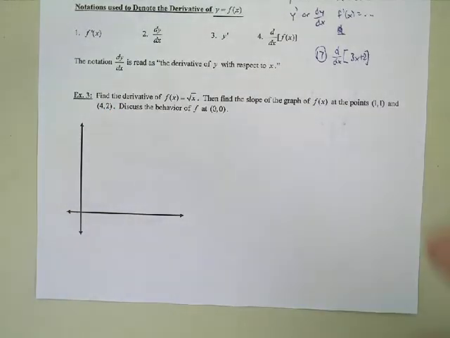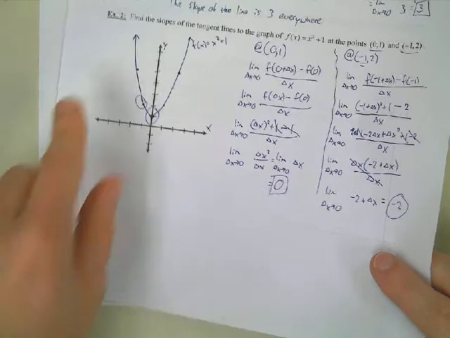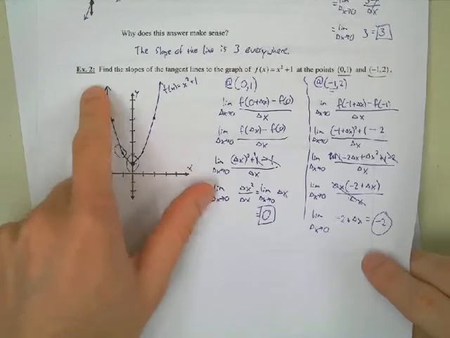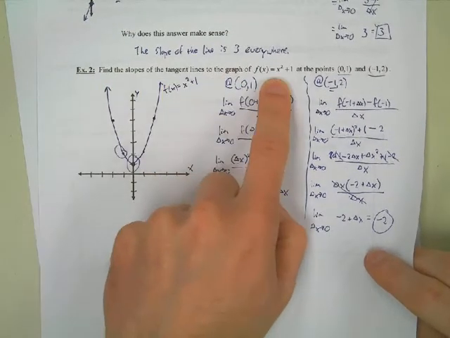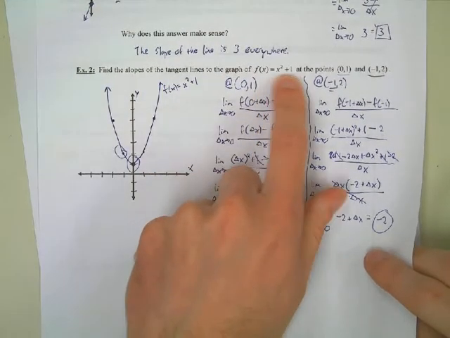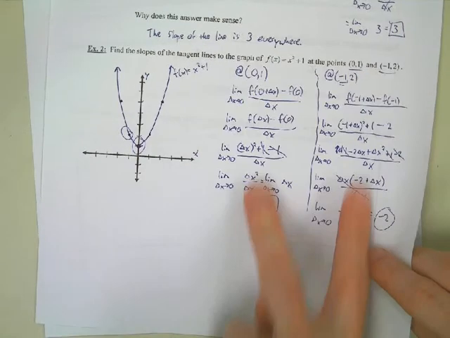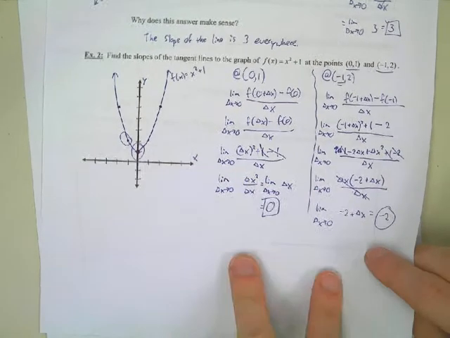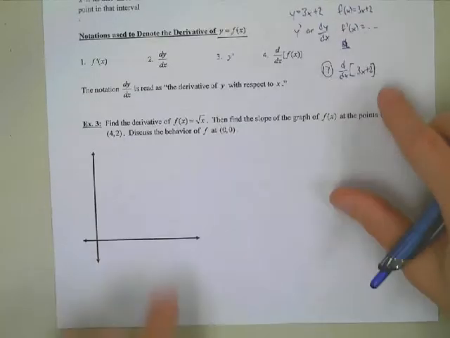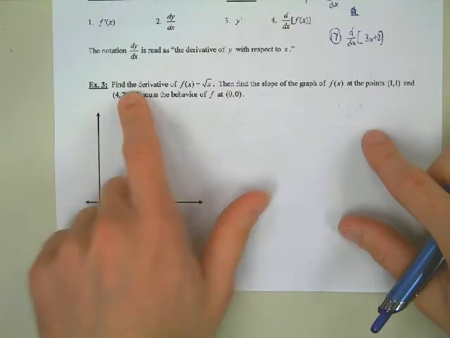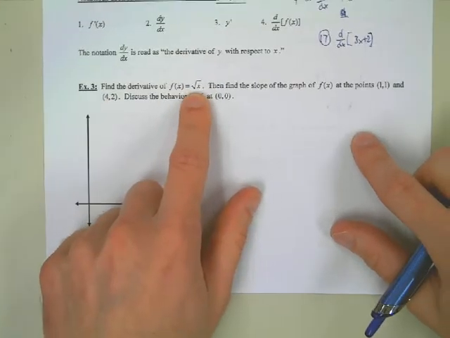So now here, this is slightly different than the one that we just did. Example 2, the directions were find the slopes of the tangent lines to the graph of f of x equals x squared plus 1 at these 2 points. And we did 2 separate pieces of work here. We had to do 2 different limits. But actually, here it says, first find the derivative of f of x for f of x equal to square root of x, then find the slope.